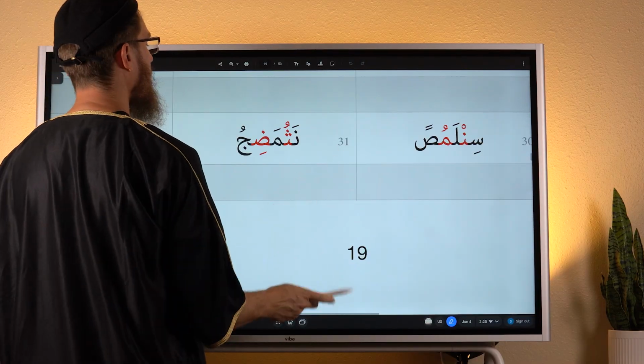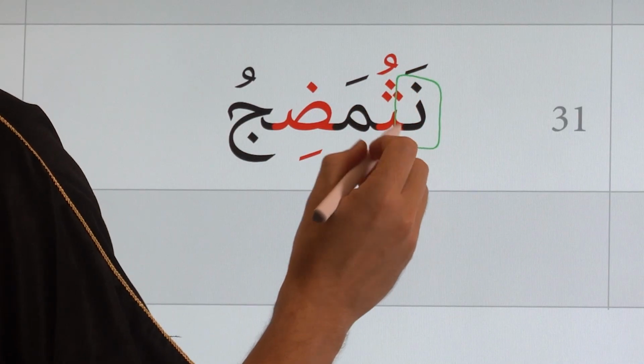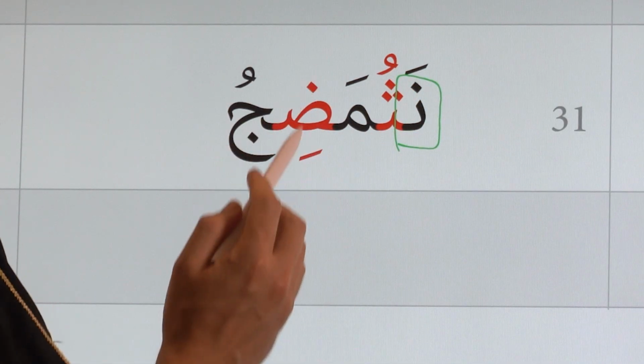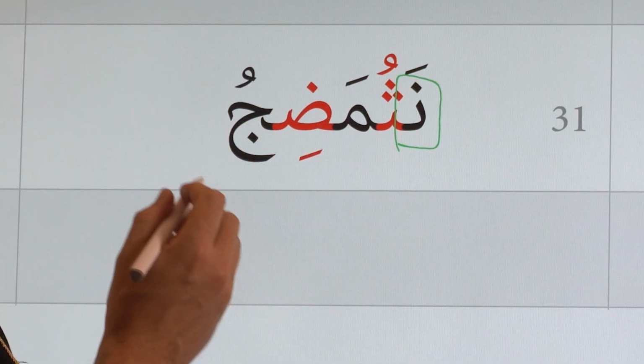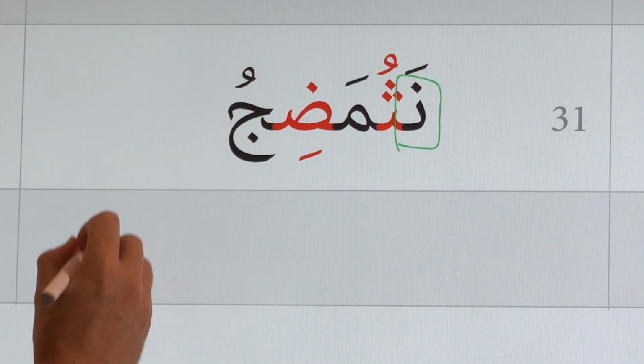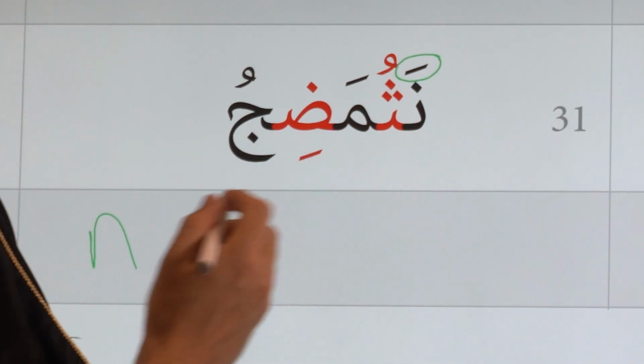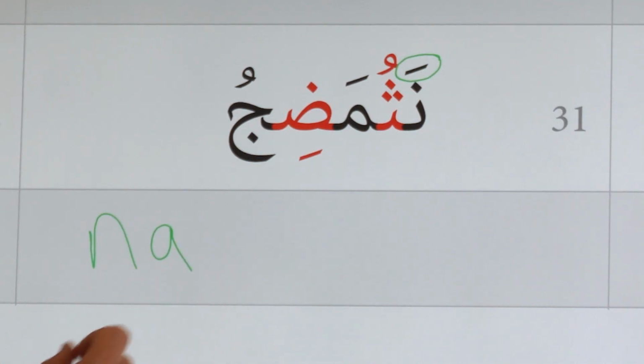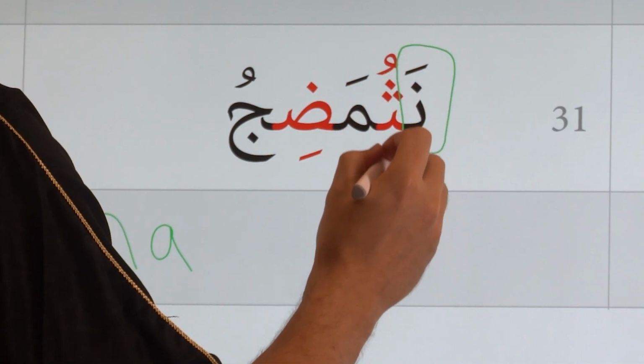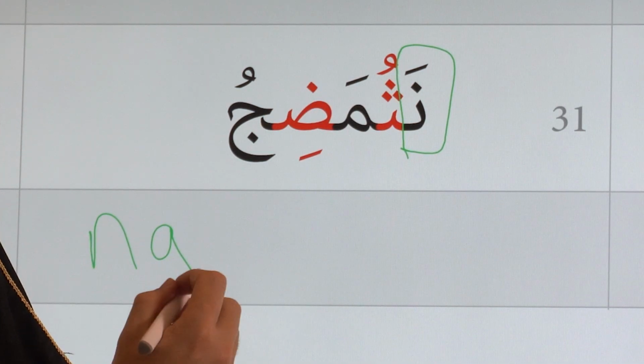So let's try one more example with more letters. Let's try number 31. First, we identify the letter. This shape beginning a connection with one dot above indicates the letter Noon. So we write N for the letter Noon. Above the Noon, we find a Fetha, so we write A for the Fetha. So the Noon and Fetha would be pronounced Na.